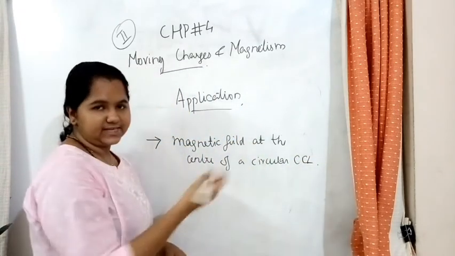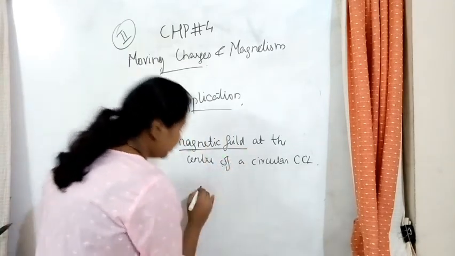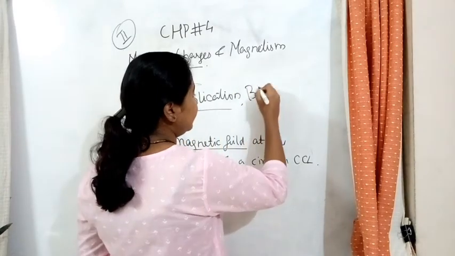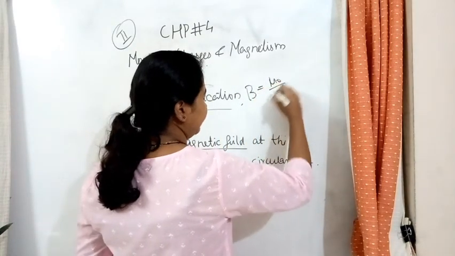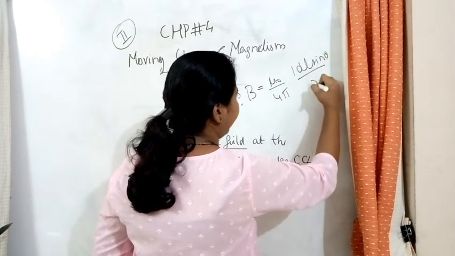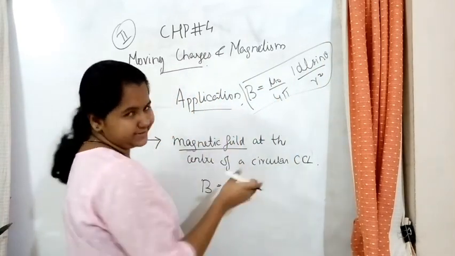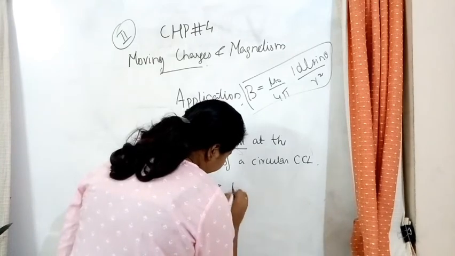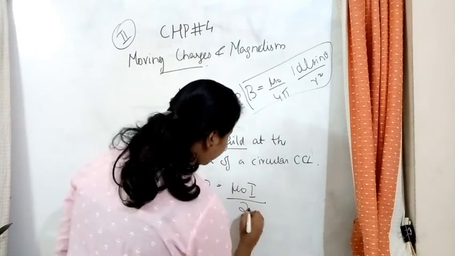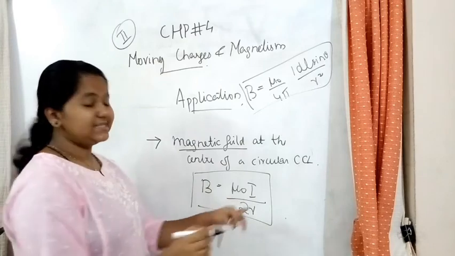So, let's write the equation. What is it that we are finding? Magnetic field. So, B is equal to, what did we learn for that? We learned B is equal to mu 0 divided by 4 pi I dL sine theta divided by r square. Isn't this our equation? So, over here we are writing the equation down. So, the equation is mu 0 I divided by 2r. That is the equation for the magnetic field at the center.